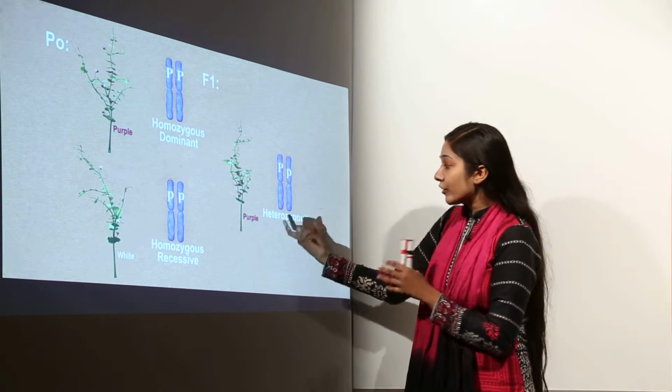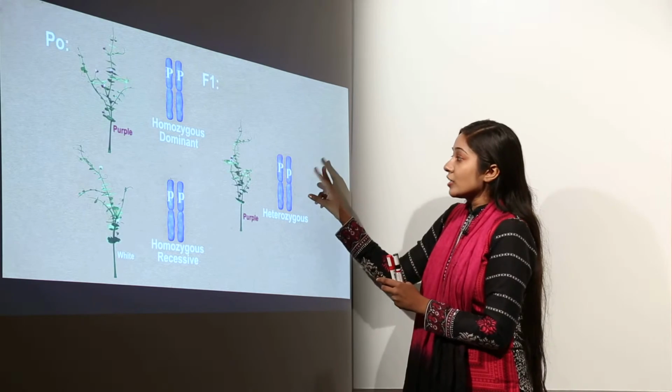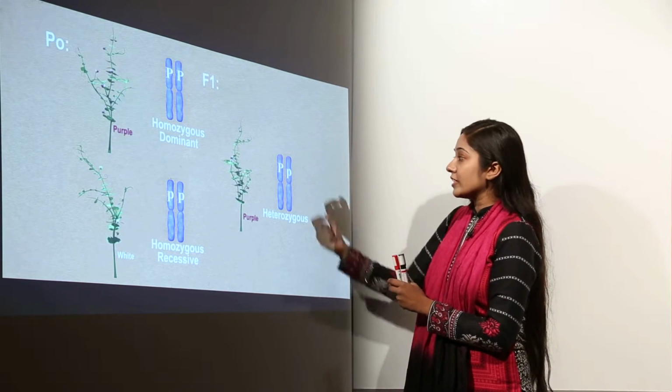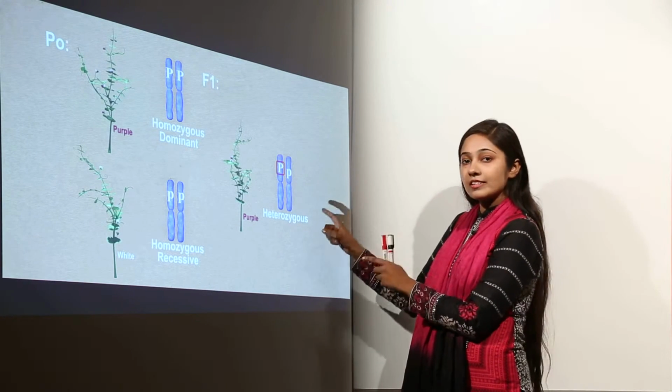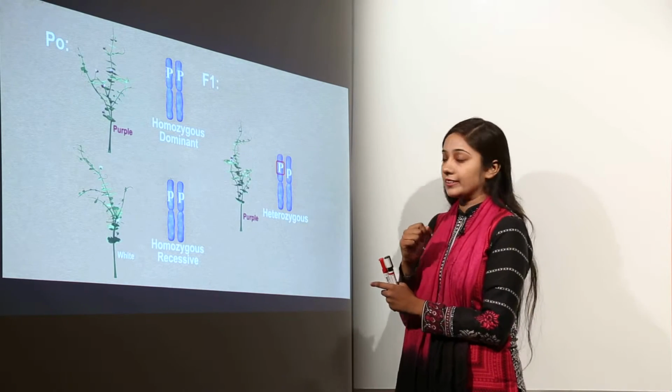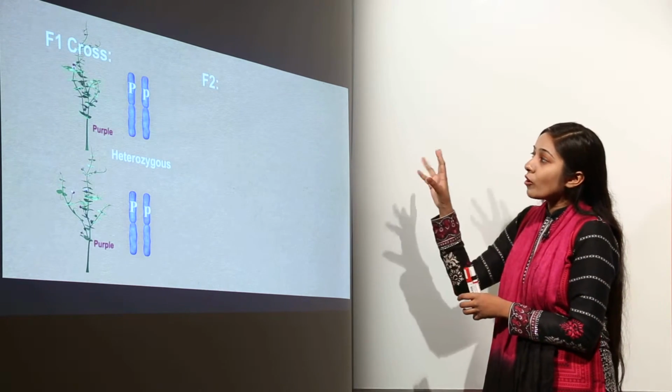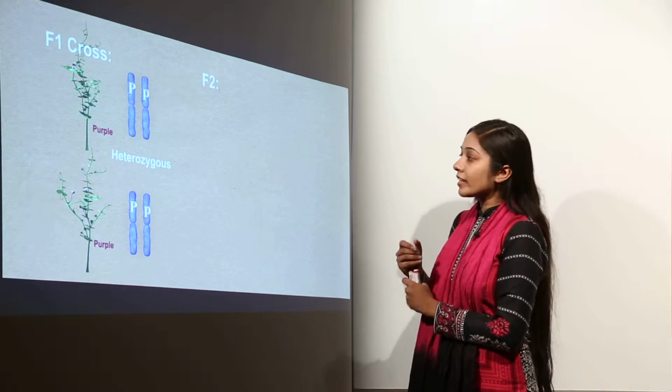So it is but heterozygous. Why? Because it has two different genes. One is dominant and the other is recessive. So it becomes heterozygous. Next we talk about the second filial generation, what happens?